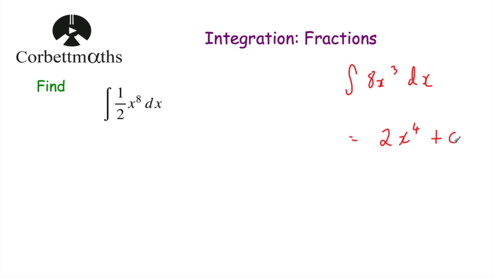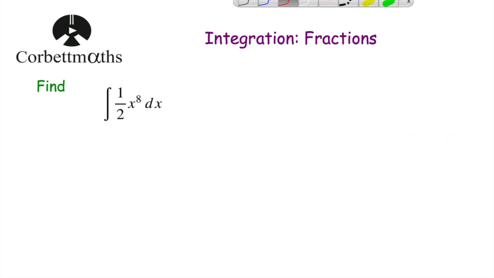So we're going to use the same approach whenever we've got fractions involved, but we need to remember that we're going to be dividing the fractions by the new power. And that's it. Now let's have a look at examples like this. We've been asked to find the integral of a half x to the power of 8 with respect to x. The first thing I would do is increase the power of x by 1. So I'd write x to the power of 9. It's gone from 8 to 9.